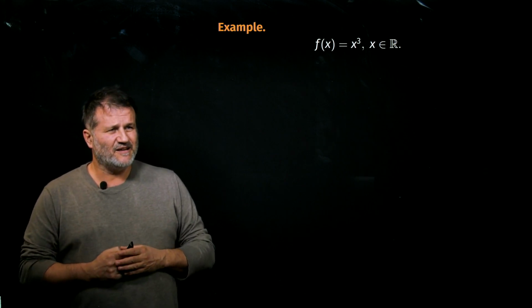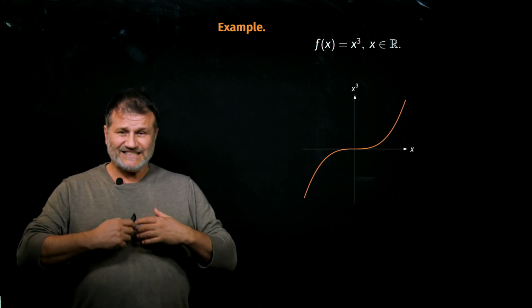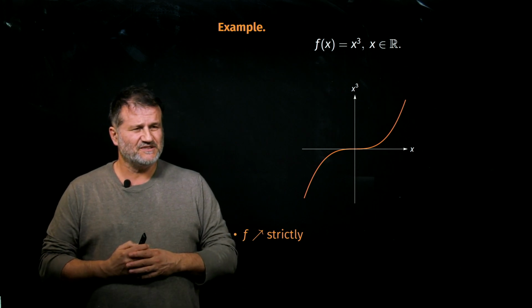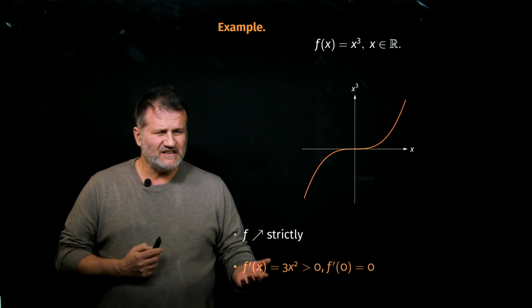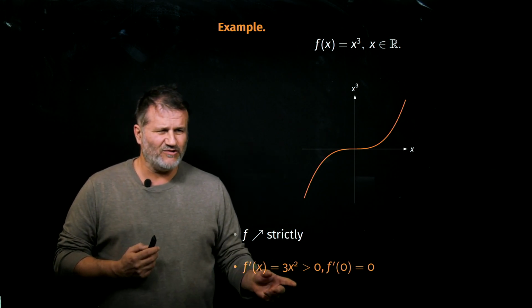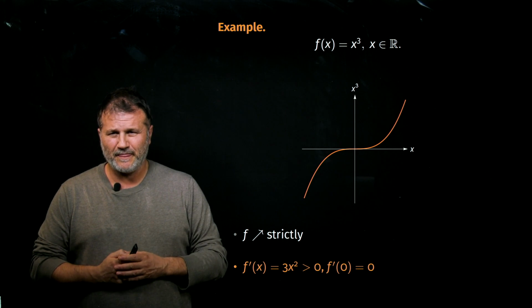For the second question, let's consider this example. Take the function x cubed, which we know to be a strictly increasing function because of the properties of powers. But when you compute the derivative and you wonder if this is always strictly positive, that's false because at 0 the derivative is equal to 0.